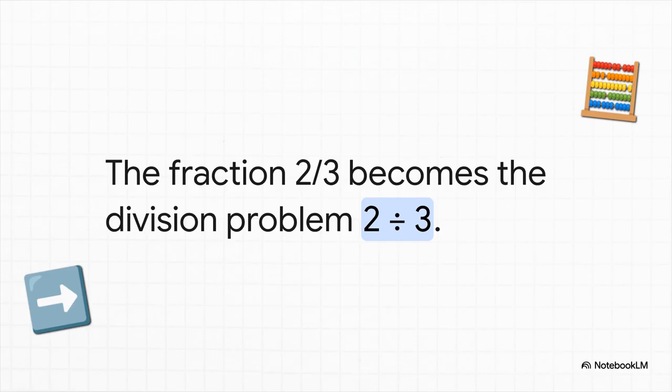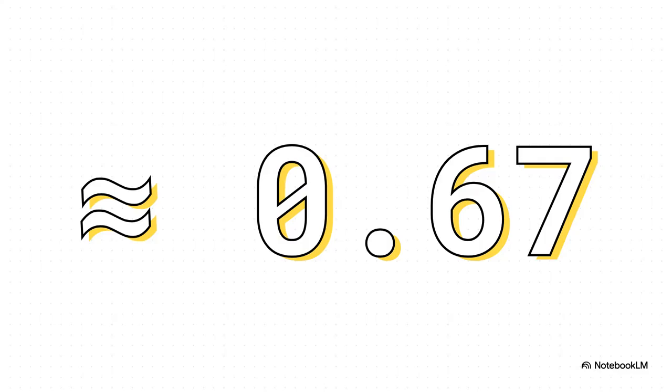So, if we follow our rule, we just set this up as a division problem. The fraction 2/3 becomes 2 divided by 3. And when you punch that into a calculator, you get about 0.67. And just like that, we've translated David's confusing fraction into our nice, clean, common language of decimals.